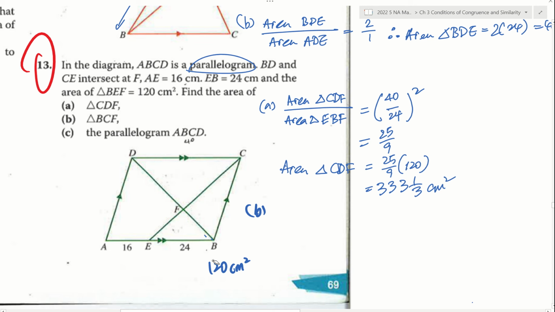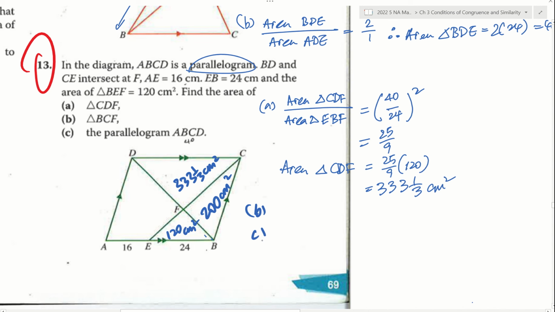Next one, what's the answer for BCF? I've got BCF. This one was 200, right? Then 333 and 1/3. And the last one, 120 square centimeters.